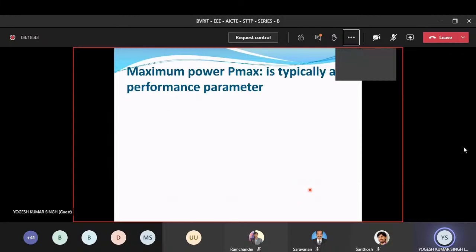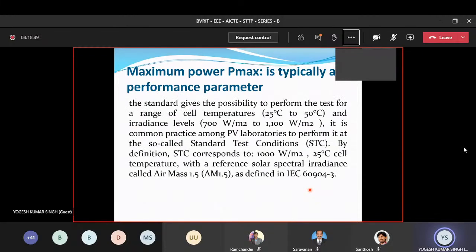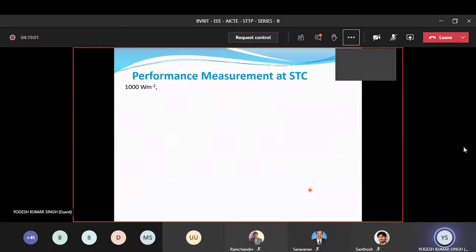Now we will discuss the typical performance parameters. We have two conditions, I will explain in the slide. We have two different conditions called the STC and the NOCT. The STC means the standard test condition. In a standard test condition, we have three different conditions.